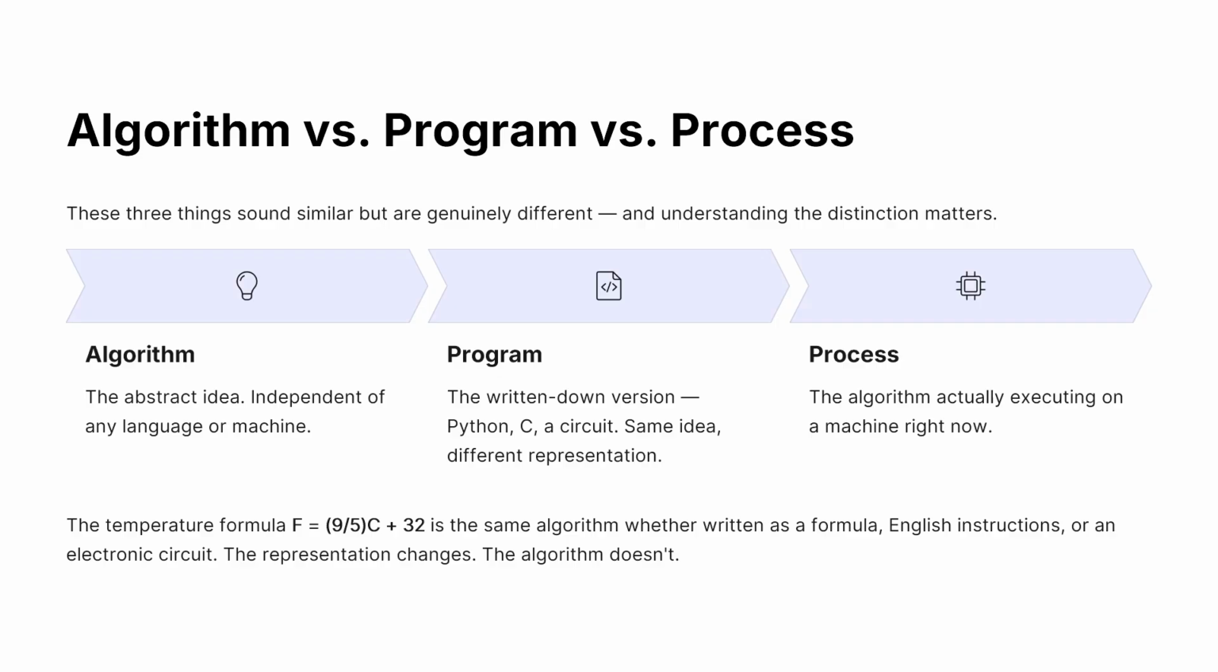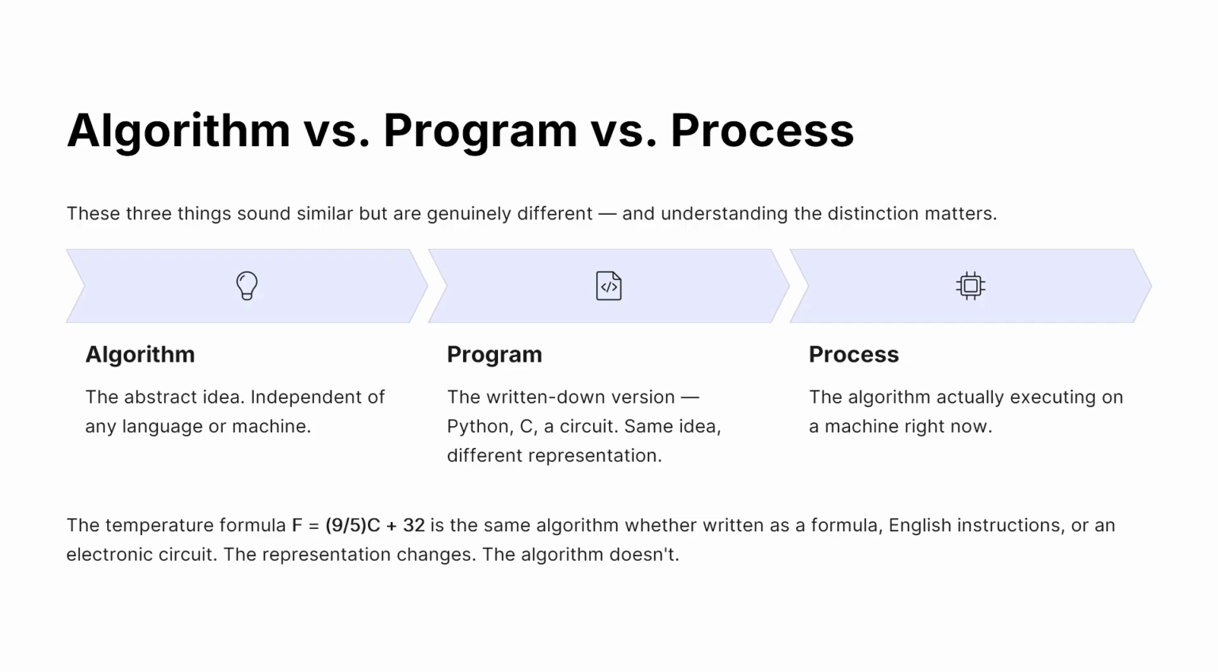The algorithm versus the program versus the process. Here's a distinction that's important, and it's genuinely useful. Think of an algorithm like a story. It's abstract, the actual ideas, independent of how they're written down. A program is like a book. It's the physical representation of the algorithm. You can print it in Python, or translate it to C, or encode it in a circuit. The underlying algorithm is the same.